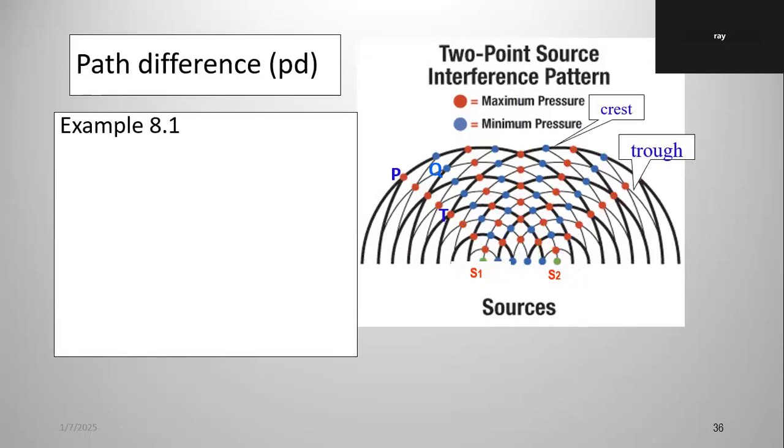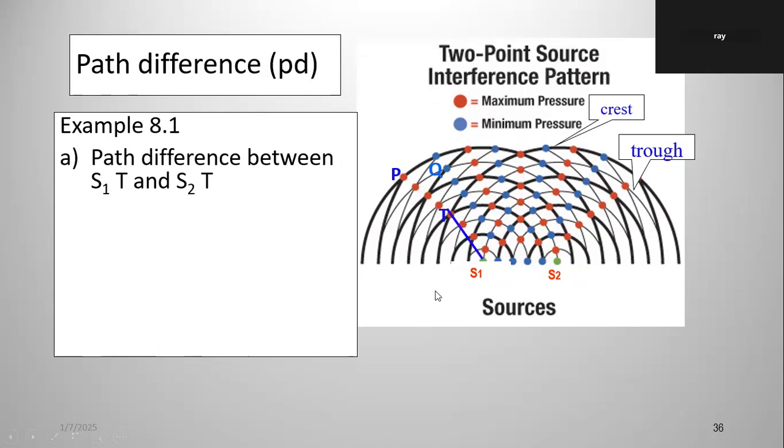Okay, example. Path difference between S1T and S2T. That's your T. S1T, S2T. What's the path difference? S2T minus S1T. That's the path difference. What's your answer?